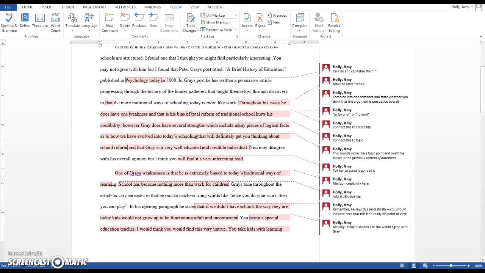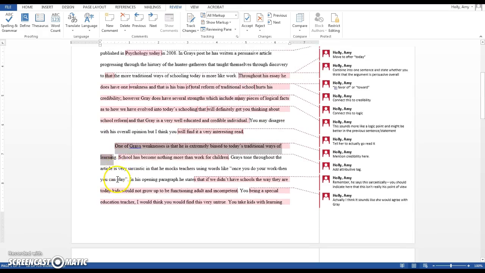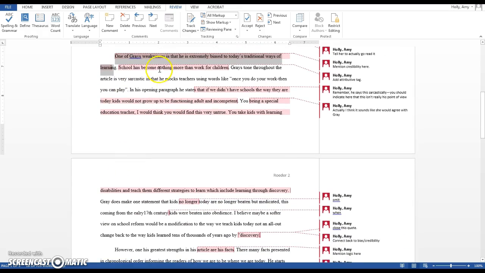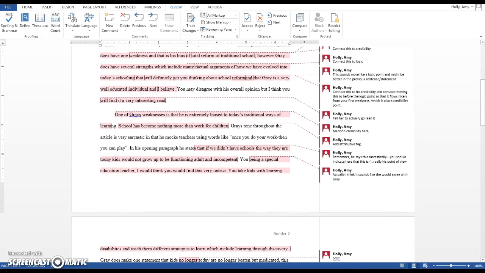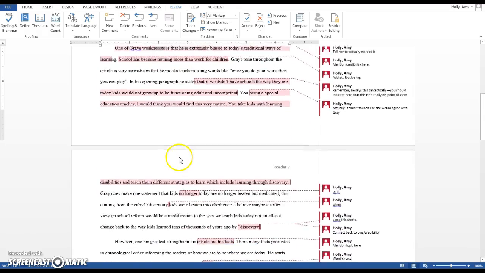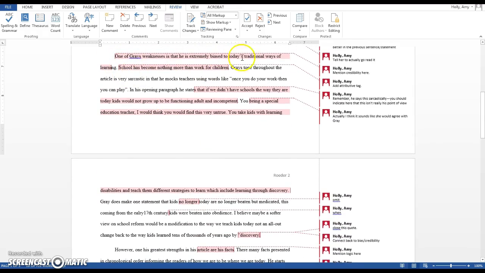Okay, so now going into the paragraphs. Just like you should be adding words like credibility to your thesis up here, you want to add those words to your topic sentences as well. So I would just say he's extremely biased, which hurts his credibility, or something along those lines. Okay, sorry. You know, which hurts his credibility right here.